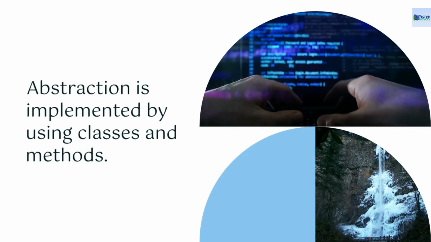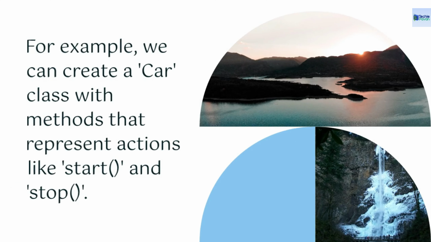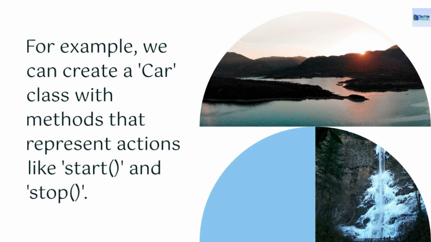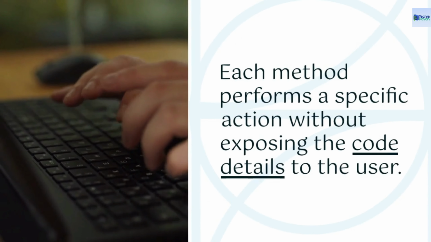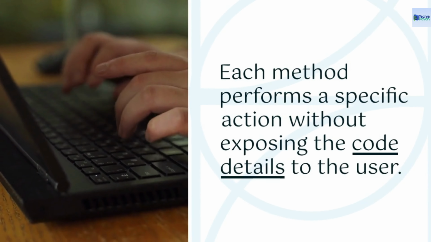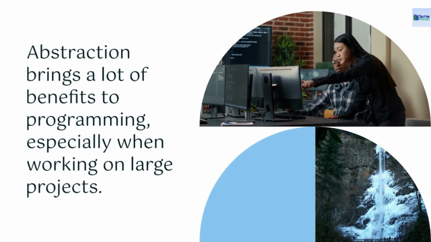How is abstraction implemented in code? Abstraction is implemented by using classes and methods. For example, we can create a car class with methods that represent actions like start and stop. Each method performs a specific action without exposing the code details to the user. Abstraction brings a lot of benefits to programming, especially when working on large projects. Here are a few major ones.